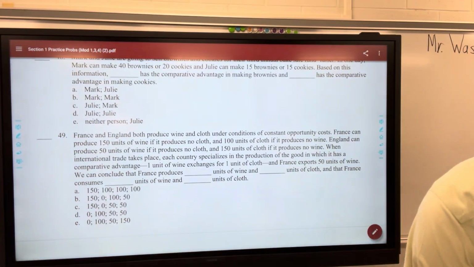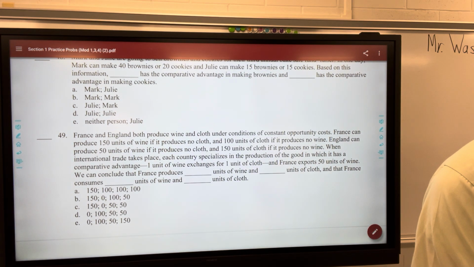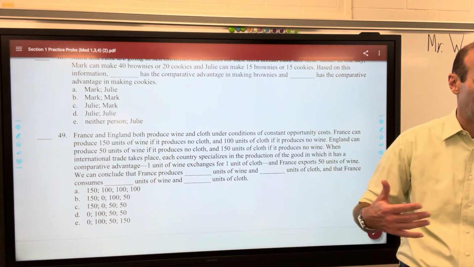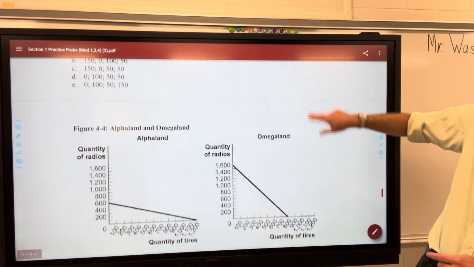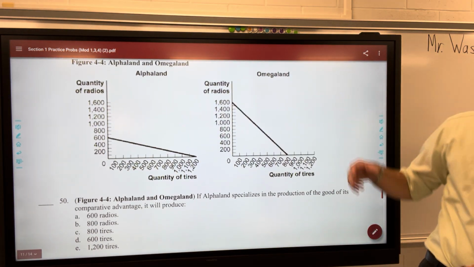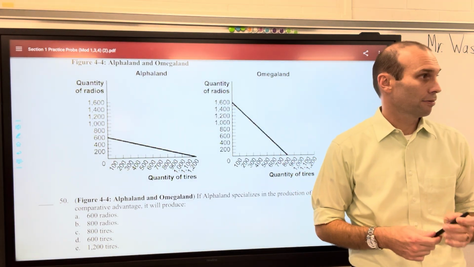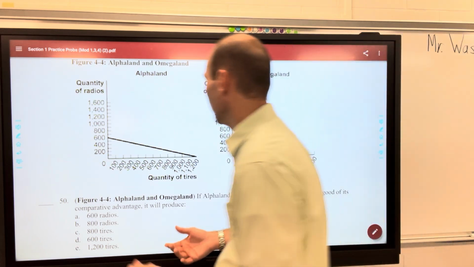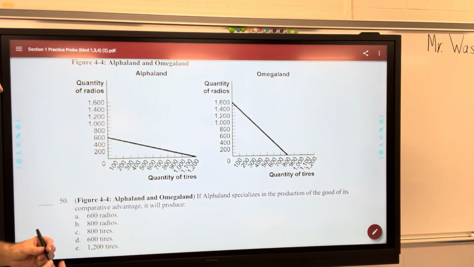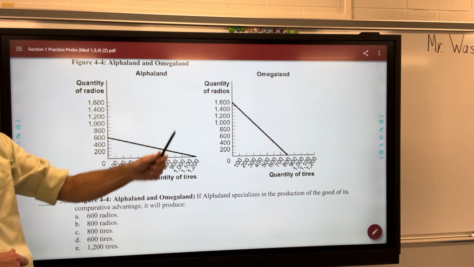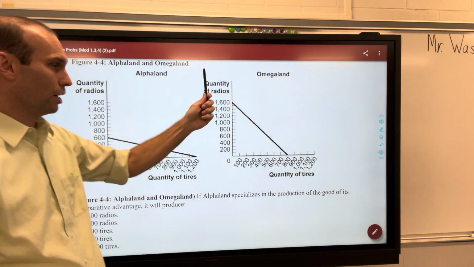Let's dig into the last few, so we really get into the comparative and absolute advantage. We're going to be a lot faster because we feel a little bit better about it. All right, so let's get into this one. Do you guys notice how we had tables the whole time? Well, here's a graph. Except all you really need is Alpha Land. They make radios and tires. So if we put Alpha Land, Omega Land, we just make a table with radios and tires.